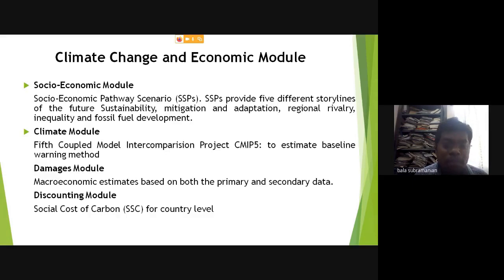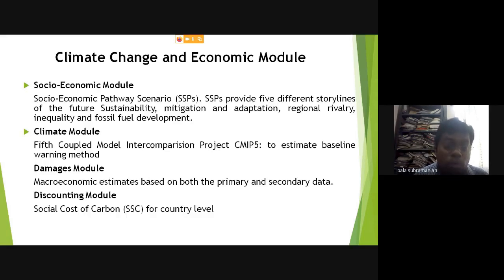For example, in this paper, they estimated India is the topmost in global social cost of carbon. What is social cost of carbon here? How much economic damage per ton of CO2 emission? We can estimate the social cost of carbon. So the researchers estimated $86 per ton of CO2 emission released at the national level.